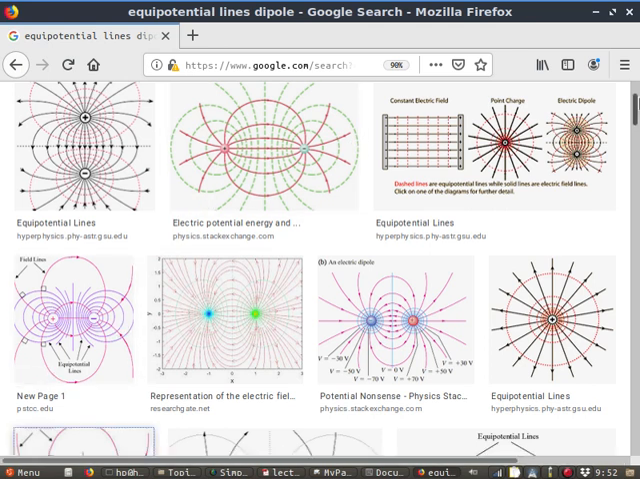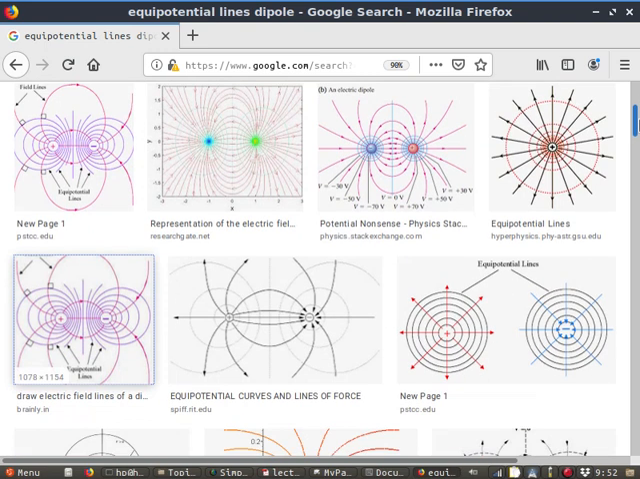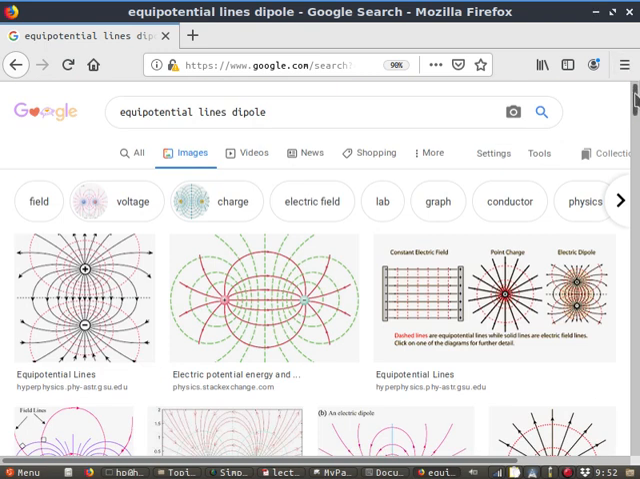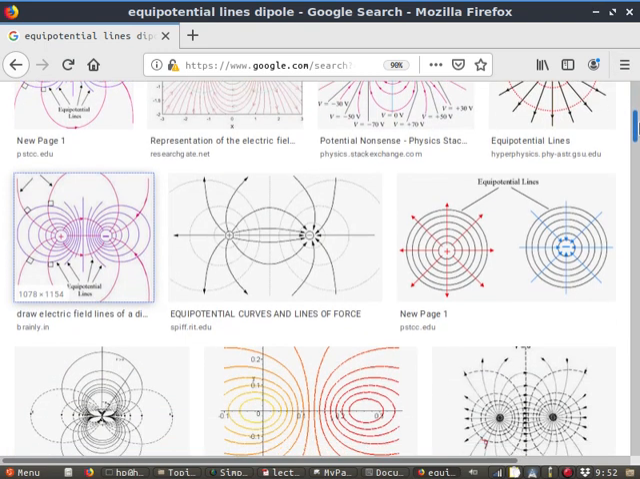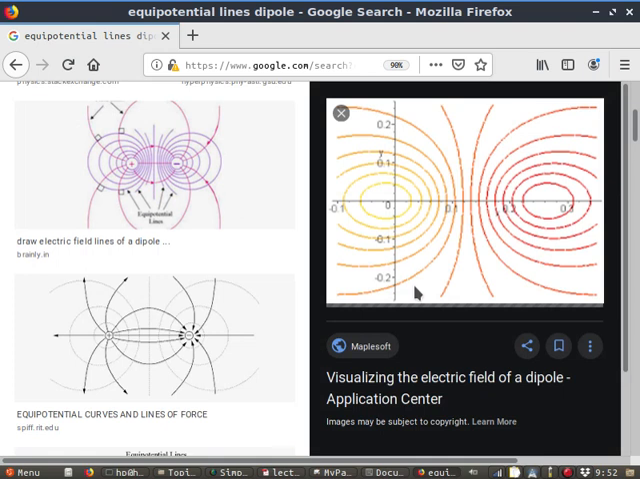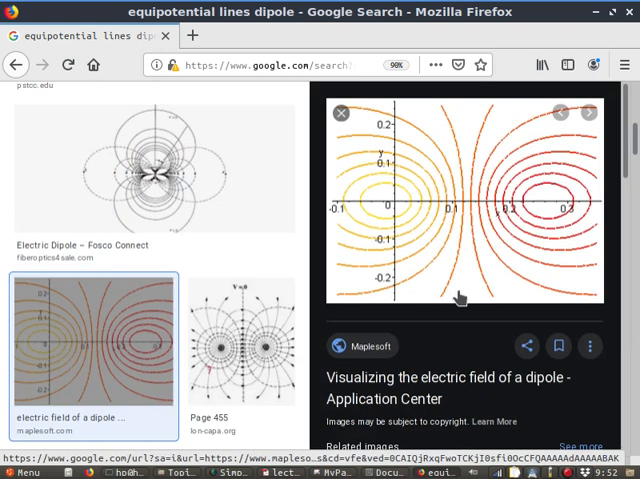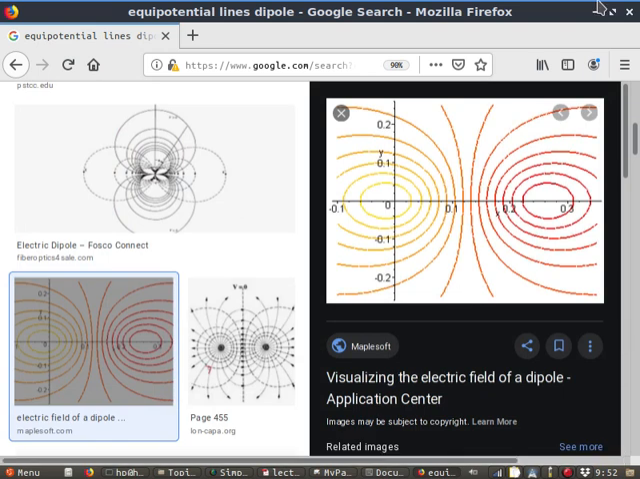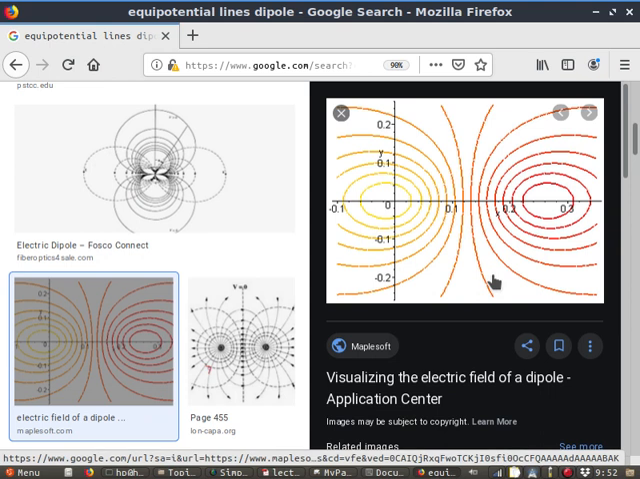No, I don't like that one. It looks like spirographs. Here we go. This is an easy enough one to draw. Right, can you all see that? That's what I was trying to draw. These are the equipotential lines for the dipole.